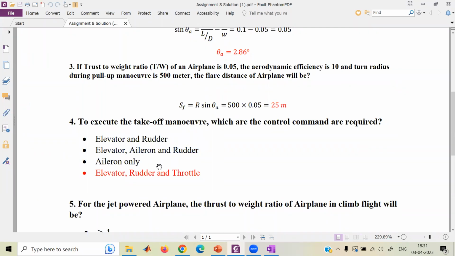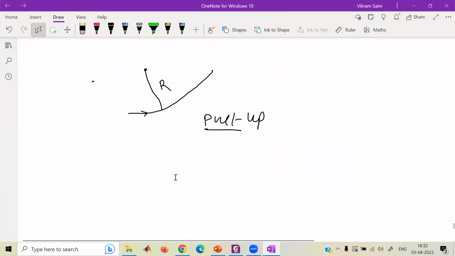Can anyone justify whatever I just said? Can you do a turn with aileron only? Yes, sir, we can, but sir, it won't be a coordinated turn. The aircraft will sideslip away. Okay. And to make it a coordinated turn, you need a rudder, right? Yes, sir. Oh, is that so? Let's look at it. I don't know.